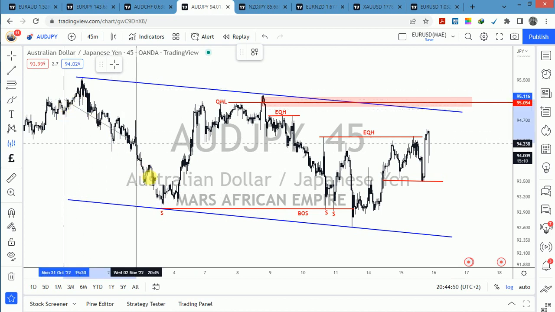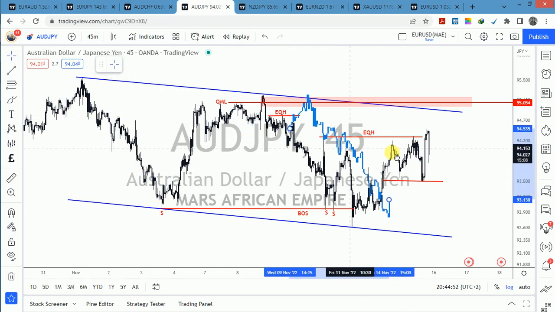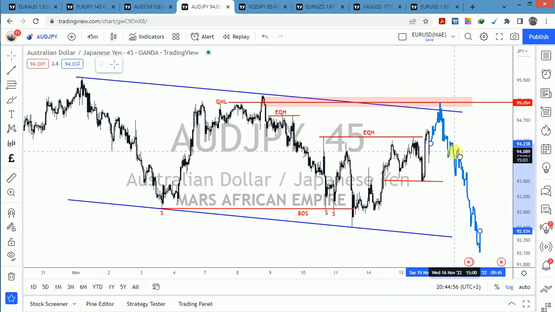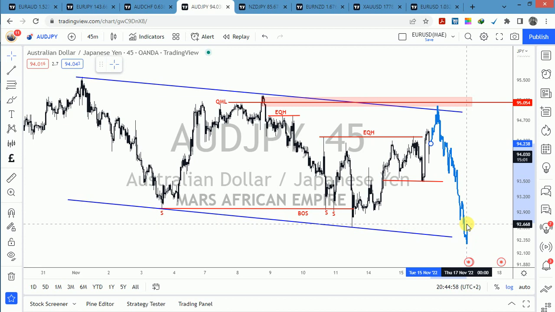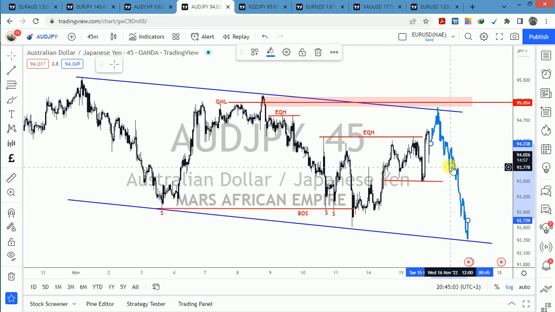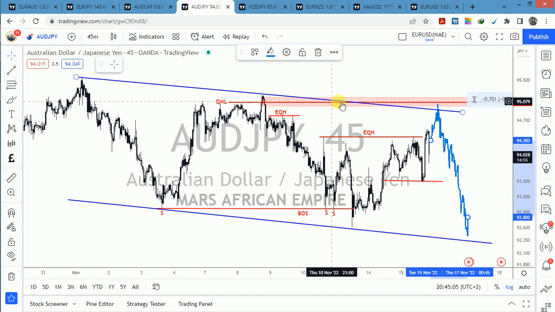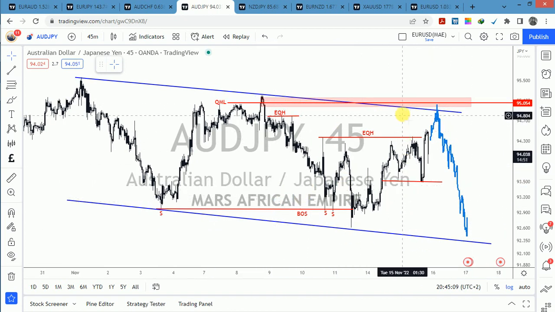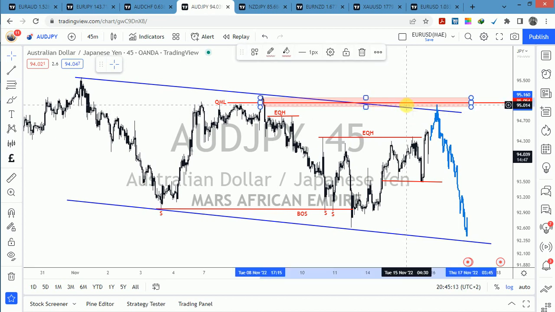So this guy, there is a possibility for it to use that. Let me just extend this, for it to use the QML, and then we can drop. So I'll be hoping to sell this pair around 95, just 95. I think that's where I'm going to sell this pair, and then I can go down with it.